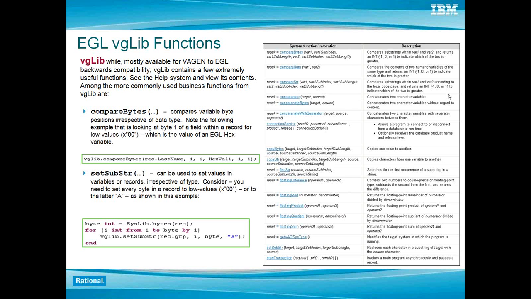Same way we have, for VGen, Visual Edge Generation library related functions. For example, when we have generated code from VGen to EGL, and then we want to compare their bytes, or find out the byte size, or concatenate their bytes, or compare certain values, then we can use this built-in VGLib library and the corresponding functions inside of this library, and we can achieve our task.